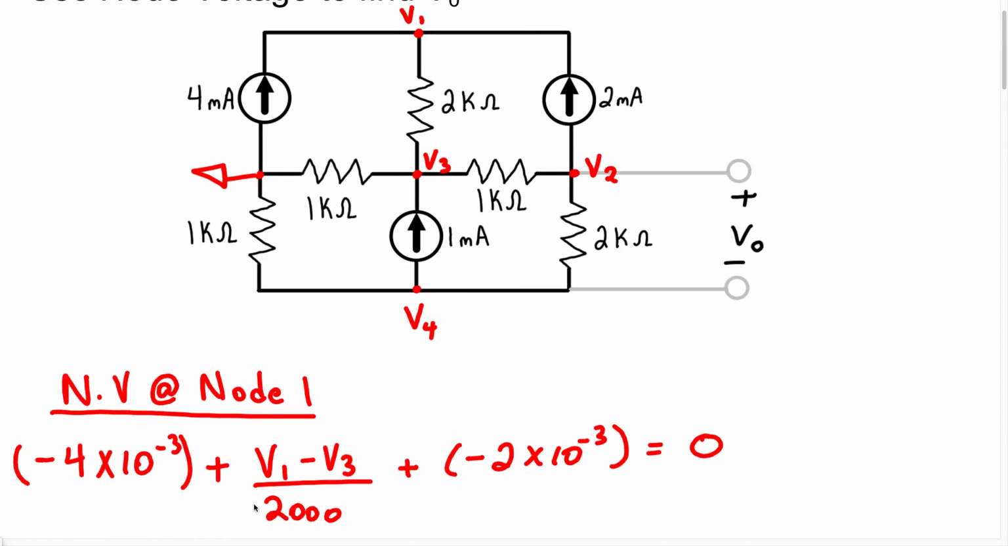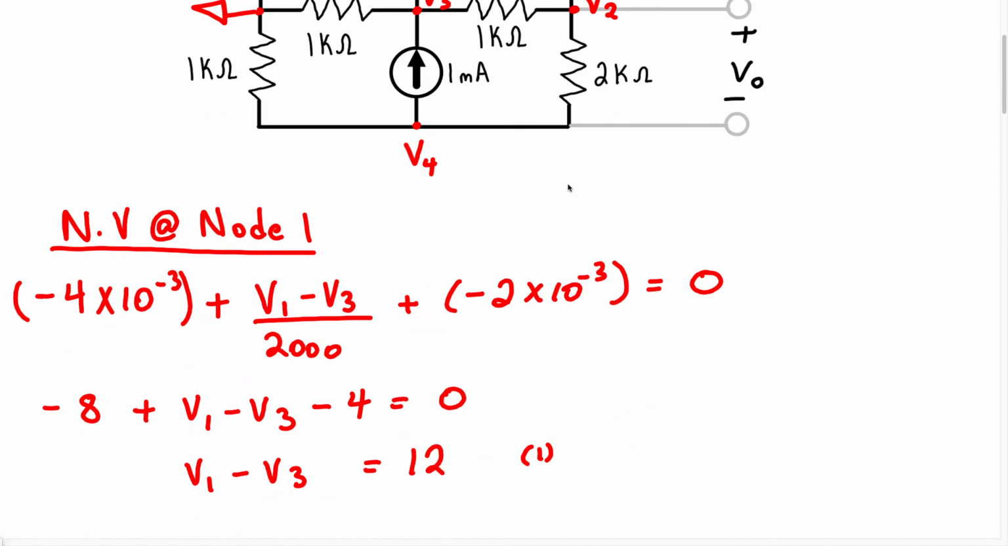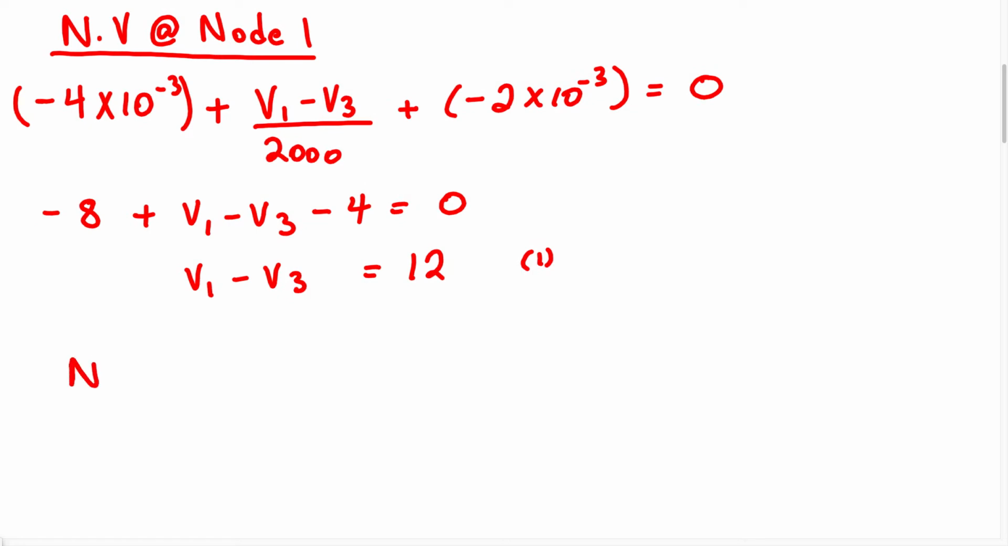Now let's do node voltage at node 2, right, which we're going to assume is right here. So we have node voltage at node 2.